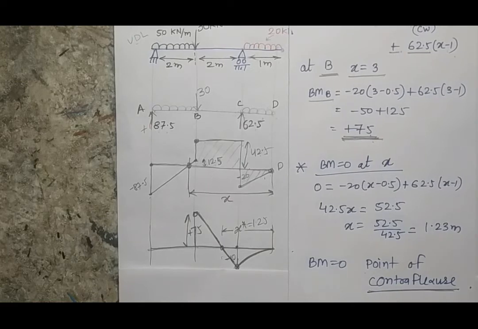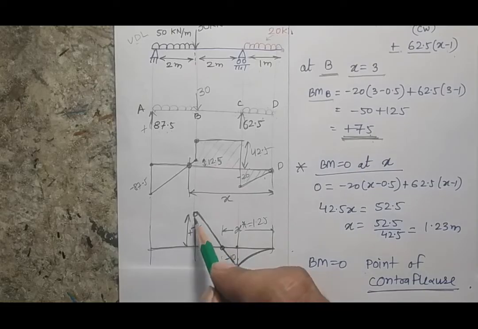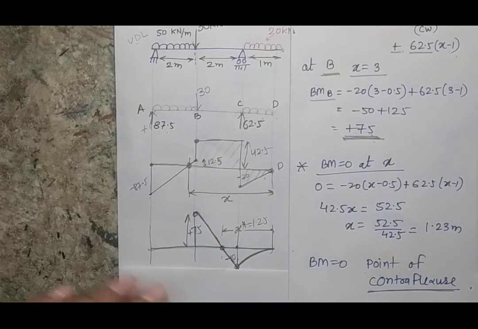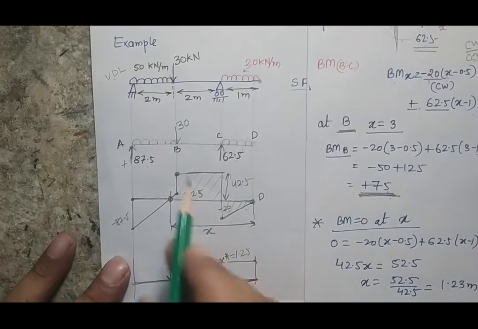Please remember this point, because it is sometimes asked in your GATE examination: what is the point of contraflexure? The point of contraflexure is a point where the bending moment changes its sign. After reaching point B, now I am interested in writing the bending moment for the zone AB.